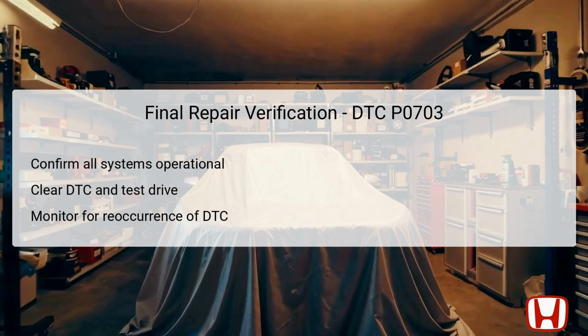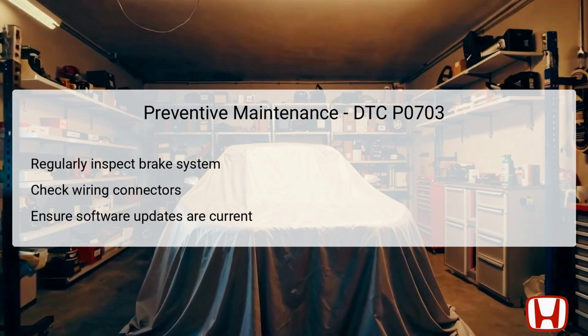While on the road, pay particular attention to the braking system's responsiveness and the functioning of the cruise control and idle stop systems. After the test drive, monitor for the recurrence of the DTC. If it appears again, additional diagnostics will be necessary to identify any underlying issues that may have been overlooked during earlier troubleshooting steps. Preventive maintenance plays a critical role in avoiding future occurrences of DTC P0703 and ensuring the longevity of the braking system. Regular inspections of the brake system, including the brake pedal position switch and its wiring, can help catch any wear or potential failures early.